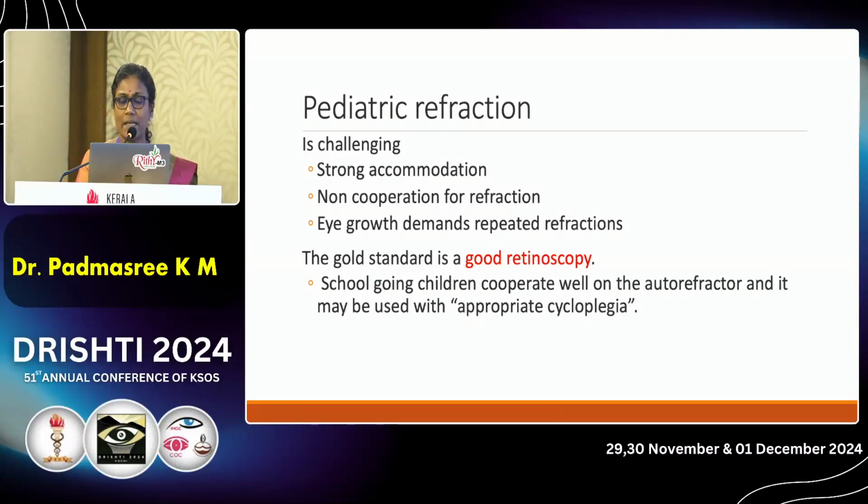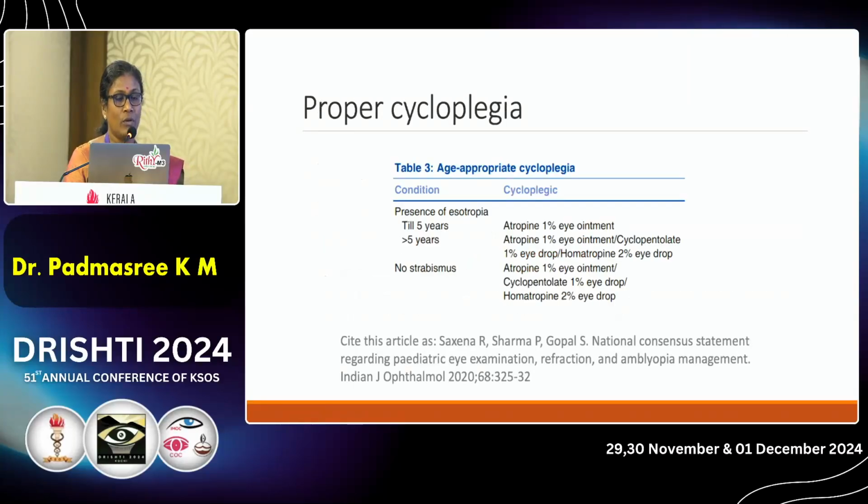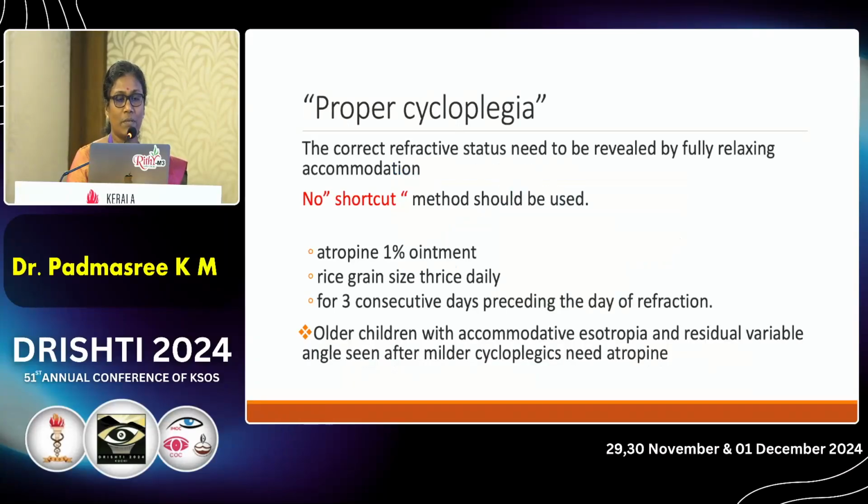So the gold standard is a good retinoscopy. If you are using auto-refraction in school-going children, you should combine it with appropriate cycloplegia. So for our dark iris and small children, it is atropine 1% eye ointment, to fully relax the accommodation. We have to go for no shortcuts.